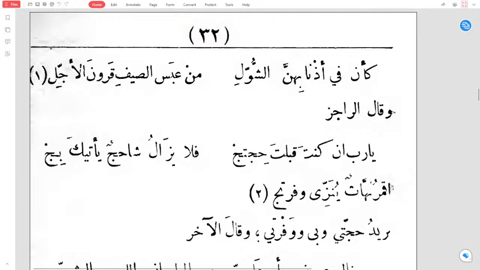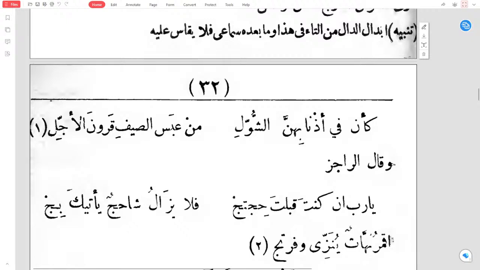كأن في أذنابهن الشول من عبس الصيف قارون الأجل. كأن في أذنابهن الشول, as if in their raised tails. So he is drawing a picture of, it seems it would be camels, because that's what they normally do in Arabic poetry. And he's saying that as if within their raised tails, due to the abas as-sayf, scowling. Abas means scowling. Scowling of the summer, meaning the heat of the summer, I would guess, there is within their tails قارون الأجل. There is the قارون of deers.